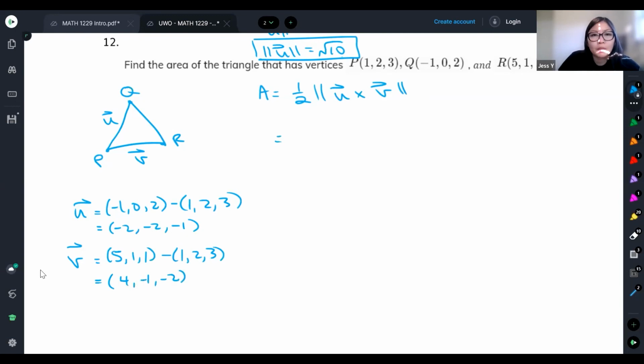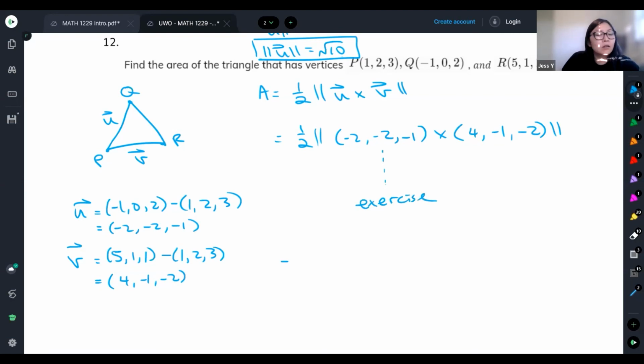So now we're going to put these into our formula. So this is 1/2 the length of u, which is -2, -2, -1, cross v, 4, -1, -2. Okay. Just for time's sake, I'm going to leave it as an exercise for you to find the cross product. So, exercise: cross product, and then the length. The final answer, you should have 1/2 square root of 173.